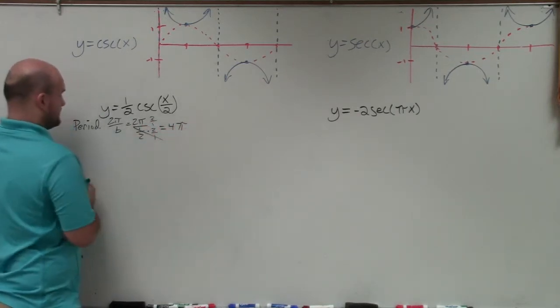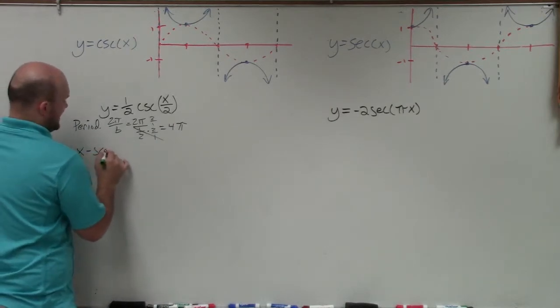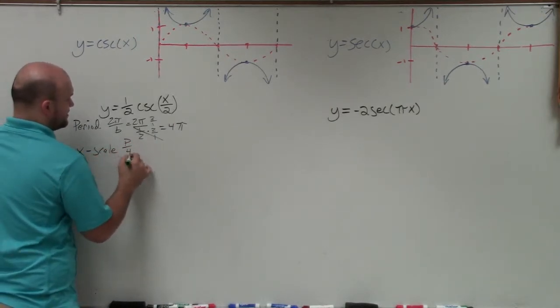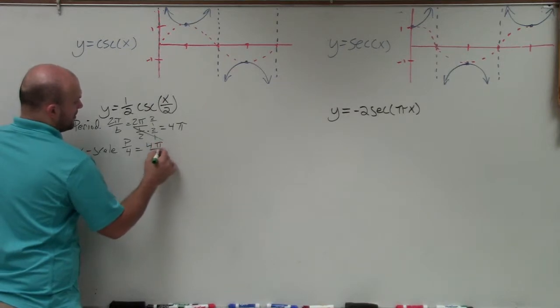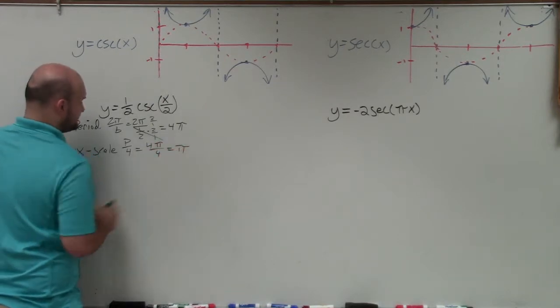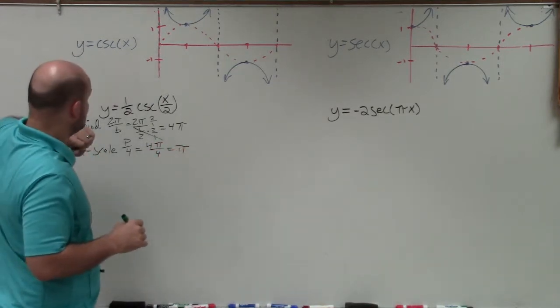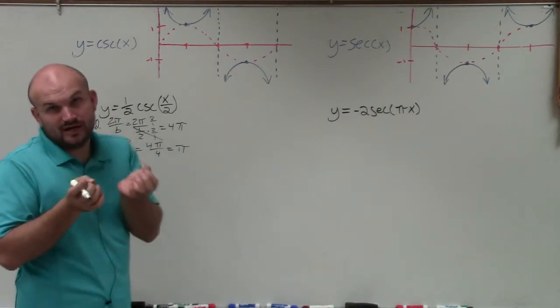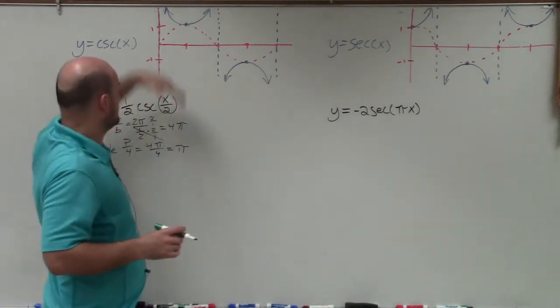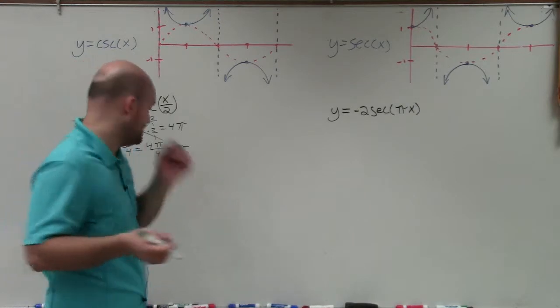So the period is 4 pi. To find the x scale, remember, we just take the period divided by 4. So 4 pi divided by 4 equals pi. There is no phase shift. So we know our initial period is going to be starting at 0, and there is no vertical transformation, so we know we're going to be good from there.